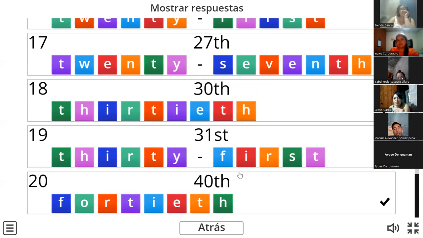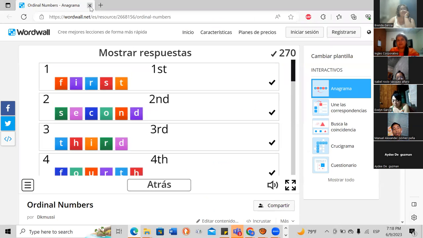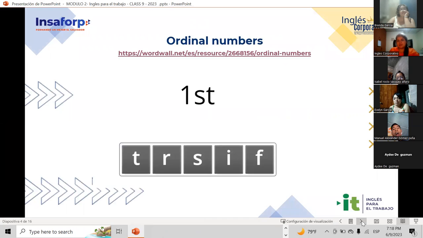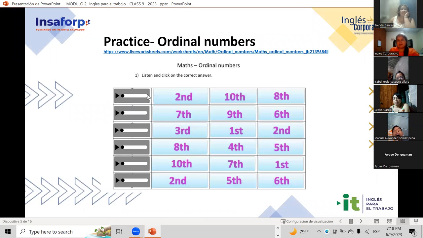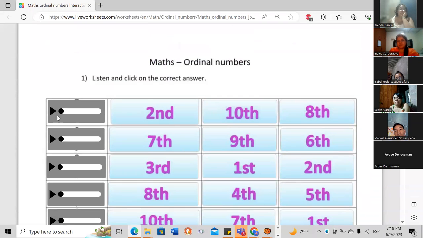Okay, we are going to try to practice, okay? To make sure that we learn the difference between cardinal and ordinal numbers. We have here, okay, examples. Let me go there. Okay, we're going to select the correct pronunciation, the one that we hear, okay?